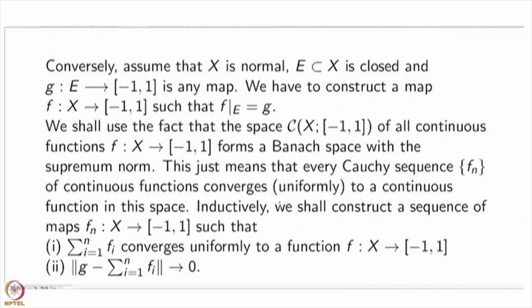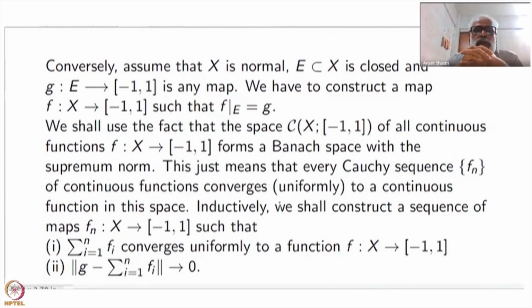Assume X is normal and E contained in X is closed and map G is given. G is defined only on E and it's continuous there. We have to construct a map F from X to [-1, +1] such that F restricted to E is G. So here we shall use the fact that the set of all continuous functions from X to [-1, +1] forms a Banach algebra, Banach space, remember that, with the supremum norm.